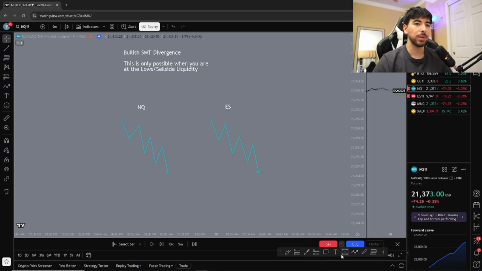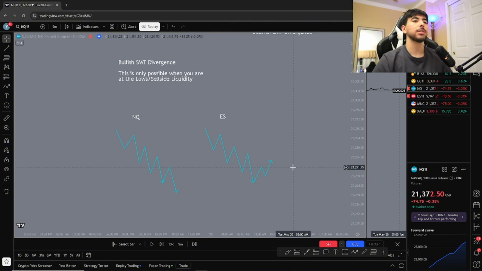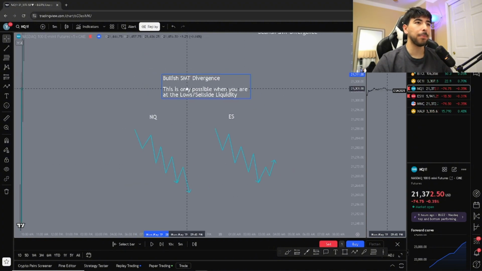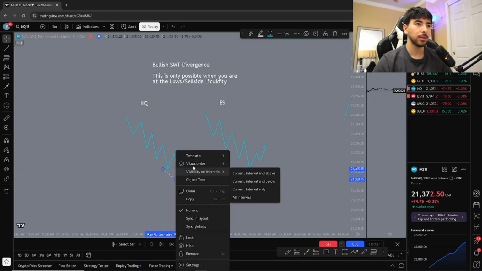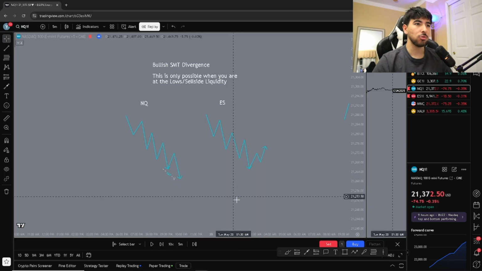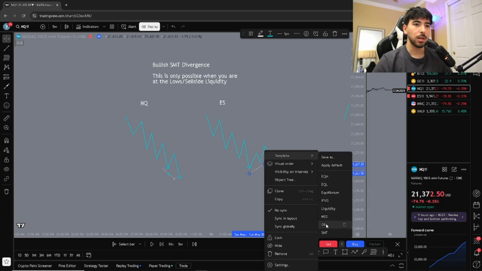And now how do we have an SMT divergence? Right there, bang, bang. We take out this low, continue the overall trend. But what does ES do? Bang, bang, like that, guys. So now this right over here is a bullish SMT divergence. Why? Because it's only possible when we're at the lows. So let's mark out our SMT right over there, template SMT, and you could use this as a reversal sign. Beautiful, beautiful SMT divergence.